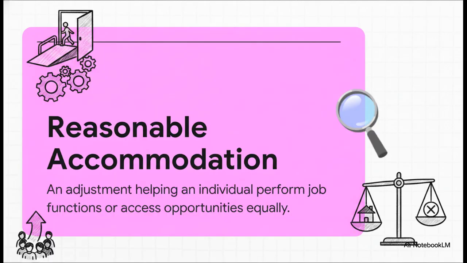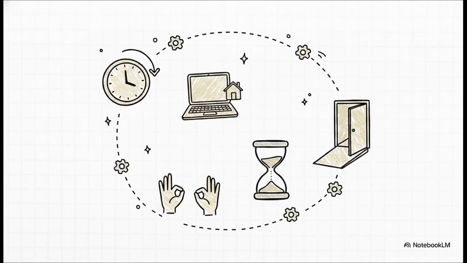A real cornerstone of the ADA is this concept of a reasonable accommodation. It's basically a modification that helps someone perform essential job functions or access opportunities equally. Organizations absolutely must provide these, unless, and this is the key exception, unless doing so creates an undue hardship for them. But generally speaking, the baseline expectation is that environments must adapt to be inclusive. To bring that to life, let's look at a few common examples.